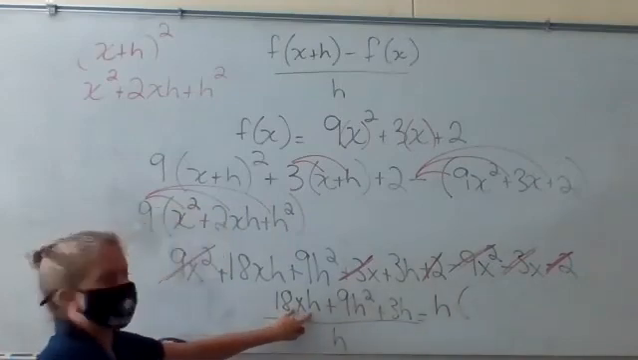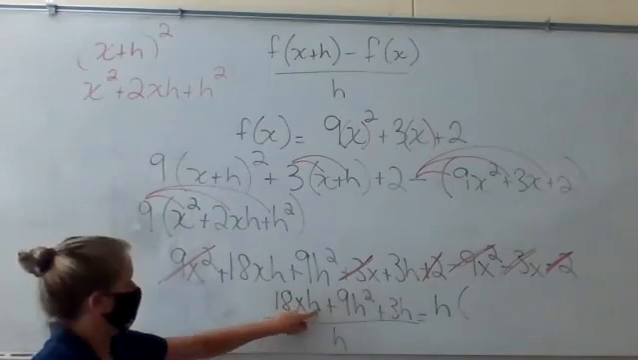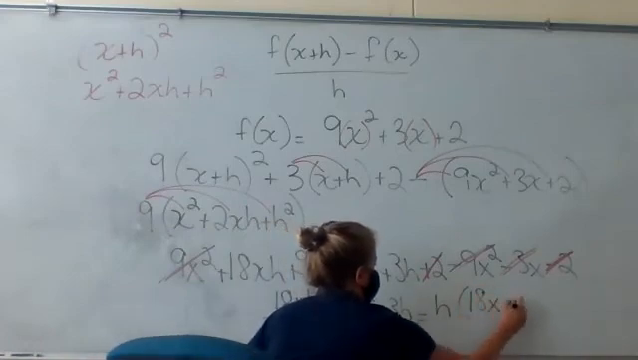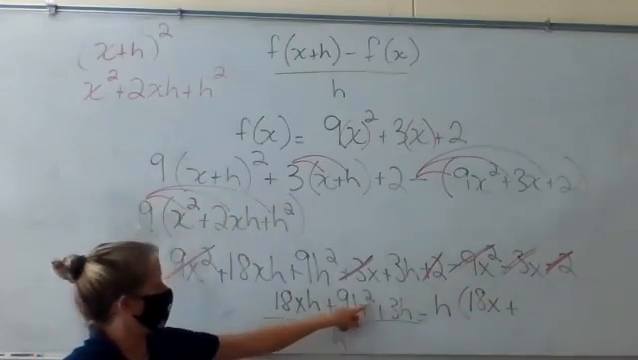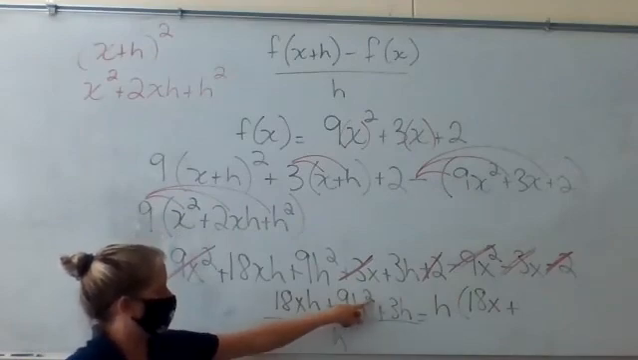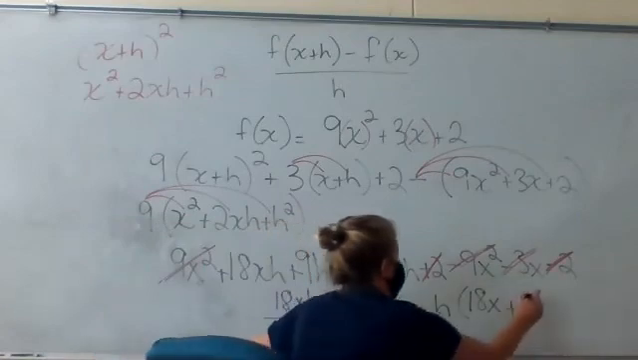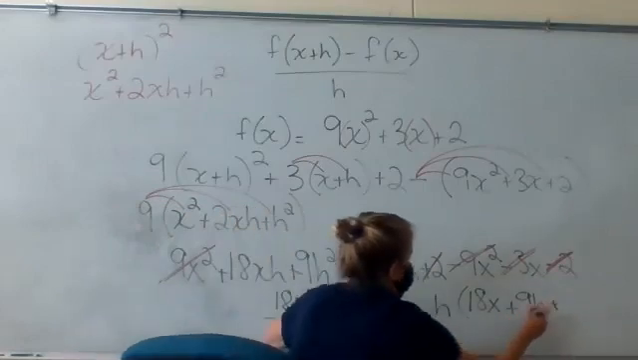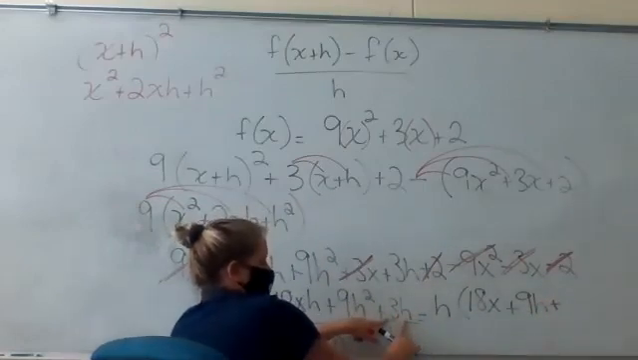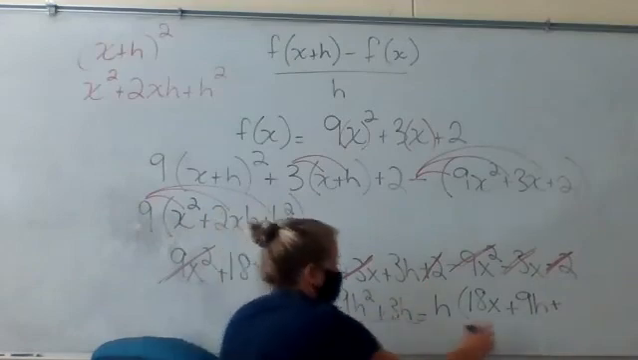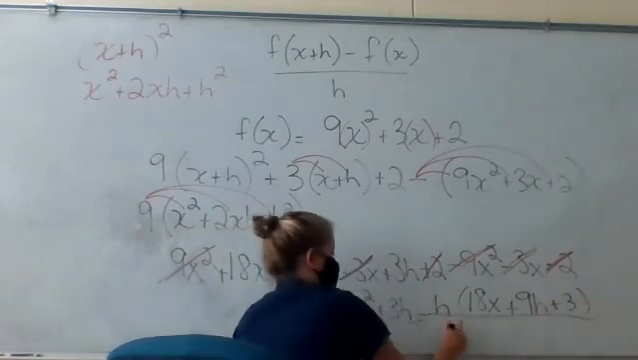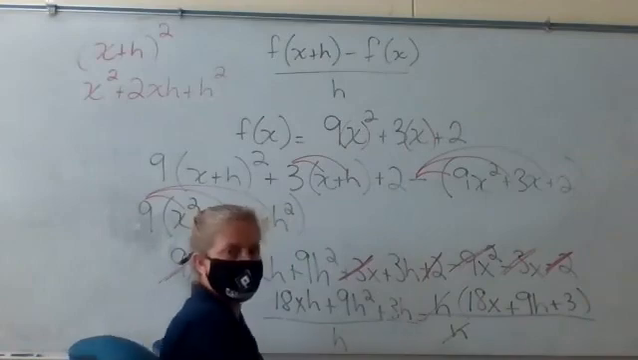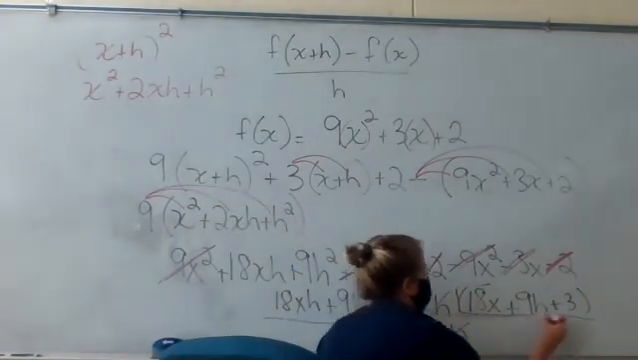So if I take an h out of this first term, if I pulled this h out, what's left? Just 18x. Plus, if I take an h out of this second term, since I had h squared, if I take one of those h's out, I have 9h left. Plus, if I pull the h out of this term, all that I'm left with is 3. Now remember again, what's your denominator always of the difference quotient? It is h. So your h's cancel, and here's your answer.